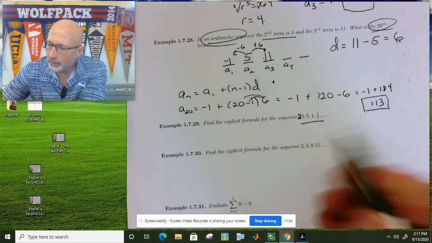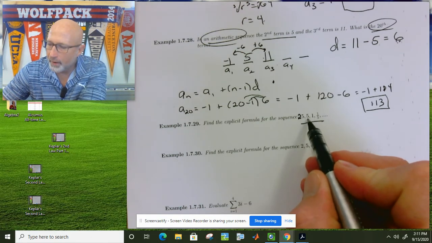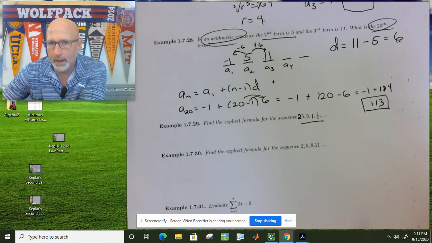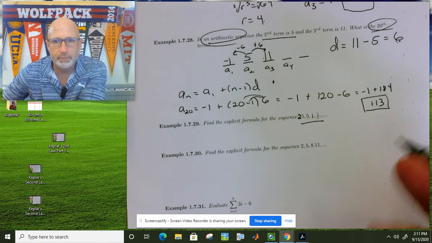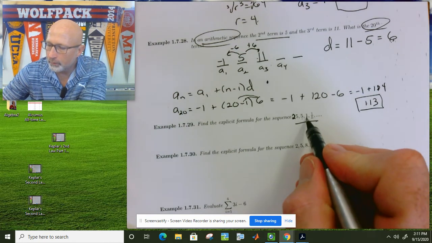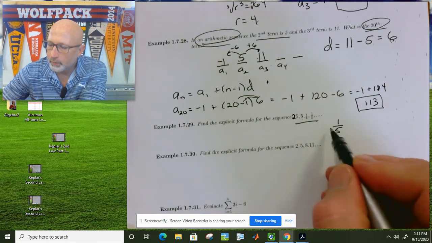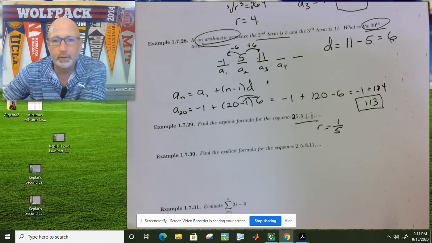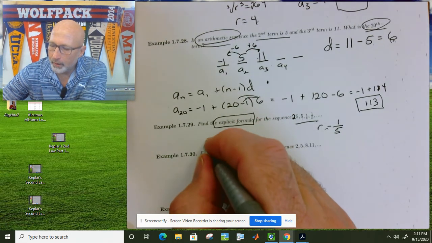Okay, so are you adding or subtracting to get from one term to the next? If you notice, if you divide this by 5, you get that. Divide it by 5, you get that. So this is going to be geometric because you're multiplying by the same thing. Remember how you figure out what it is: you take any term in the sequence and you divide it by the prior one. So r is equal to 1/5.